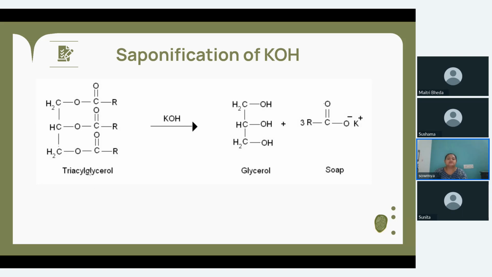When this triglyceride reacts with potassium hydroxide, glycerin will be released, plus you will get your soap. It forms a salt. Usually in the case of sodium hydroxide, that salt will be in solid form. But in the case of potassium hydroxide, it will be very soft. It will not form a solid crystal structure. The crystal structure will be very fluid, we can say.